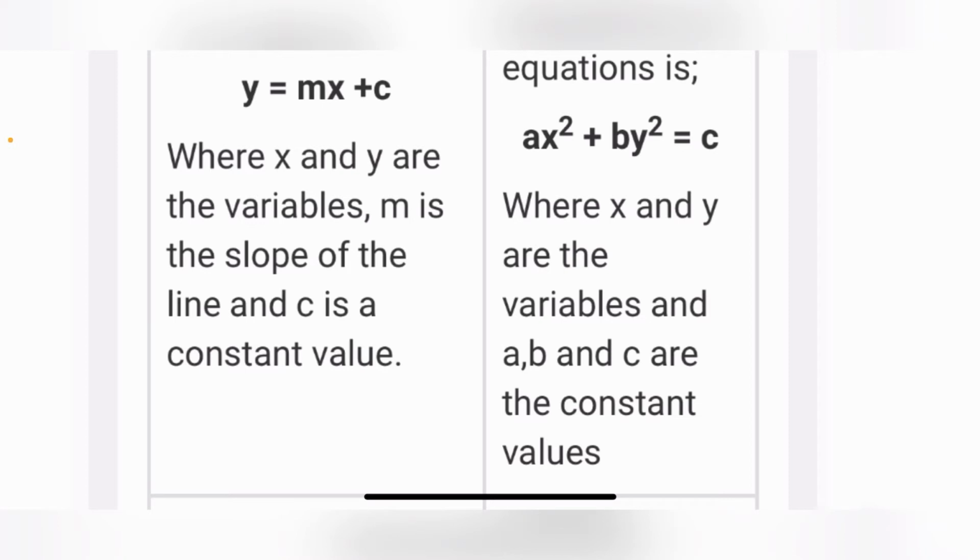x and y are the variables. m is the slope of the line and c is a constant value.